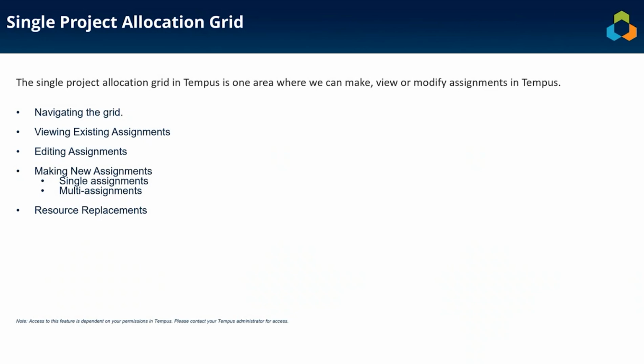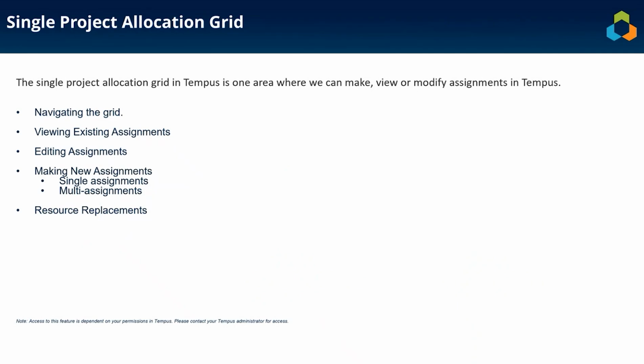In this video, we'll look at the single project allocation grid. This is one of two places within Tempus where you're able to make resource assignments directly within the Tempus UI. So if you want to view those assignments, edit existing ones, or make completely new ones, this is one of the two areas you can do that.